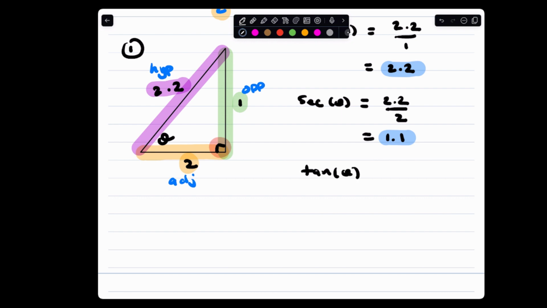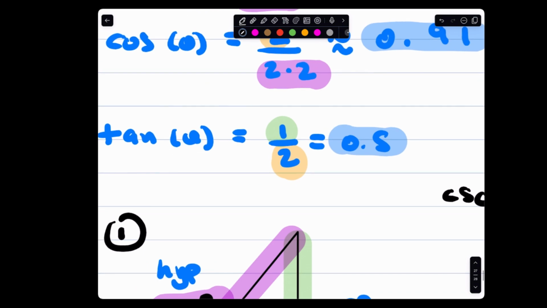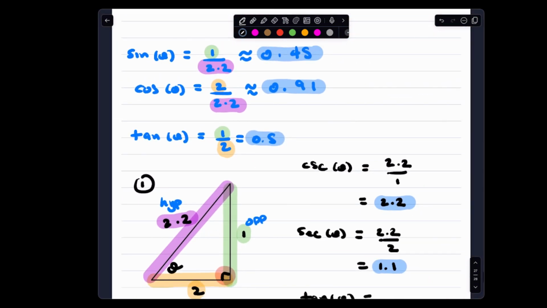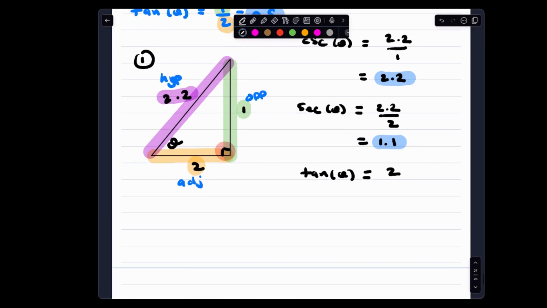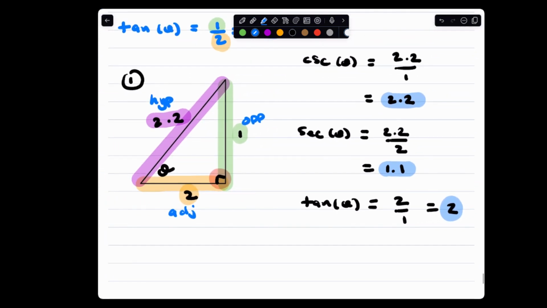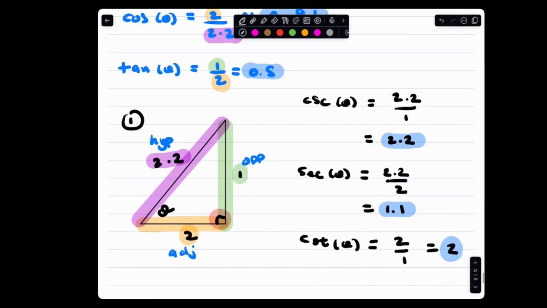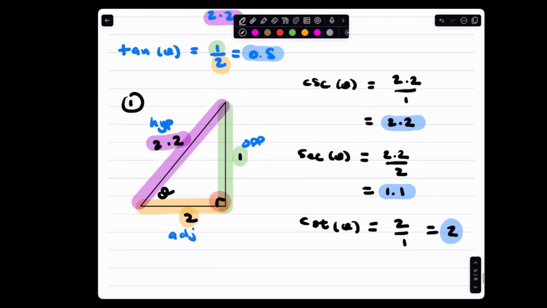Tangent is the reciprocal. Flip that fraction over. Oh, 1/2, 2 over 1. I don't need my calculator for that one. 2 divided by 1 is 2. So, ladies and gentlemen, what's that? Cotangent, good. It's cotangent, thank you. Cotangent is 2. Easy peasy. Did you guys get these?